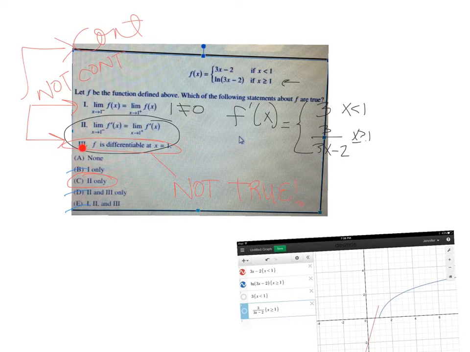This question is asking you about differentiability, where this question is just asking you about the limit. If you're looking at a function, in this case the derivative, if one is coming from the left and one is coming from the right, are they the same? Are those values the same? Yes, they are. Number 2 is not asking about differentiability. So I hope that clears that one up. That was, again, number 28.